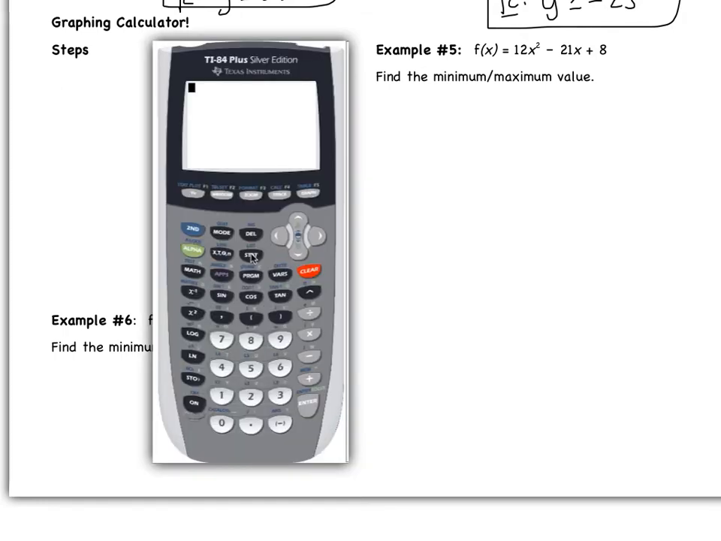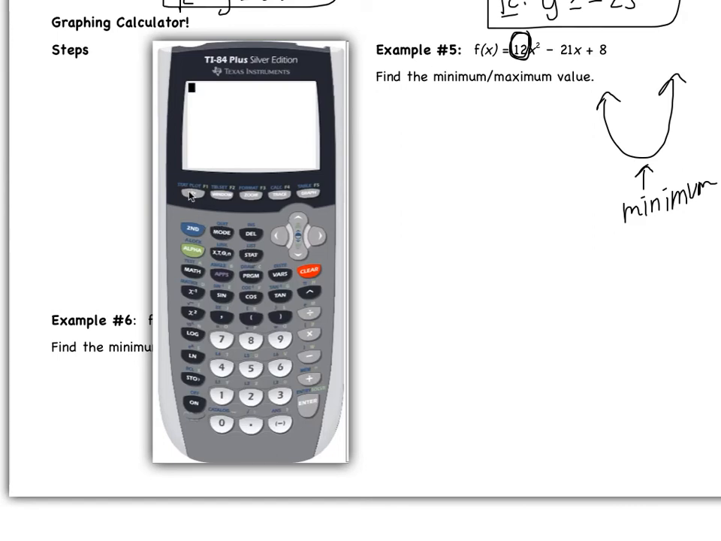Okay, so looking at example 5, it says find the minimum or maximum value. Looking at the function that we have, we see that f of x equals positive 12x squared. So the number in front of x squared is positive. That means that it's going to be opening upward, and we're going to have a minimum. Right now, if you could please get out your graphing calculator so we could start this example.